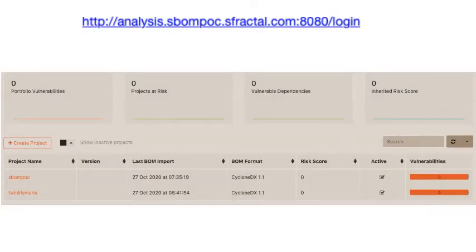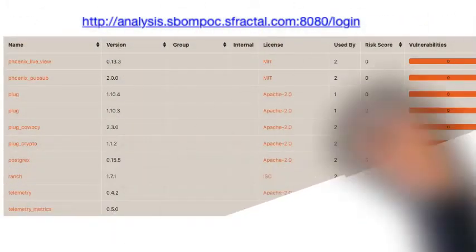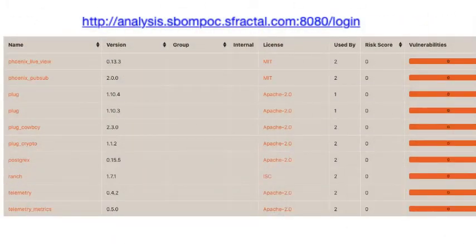Here are the two projects in it at the moment, the sBomPOC and TwinklyMaHa. Here are the components. Note there are no vulnerabilities, but also note there is an architectural anomaly. There are two different versions of Plug, 1.10.3 and 1.10.4, again, showing the value of SBOMs.